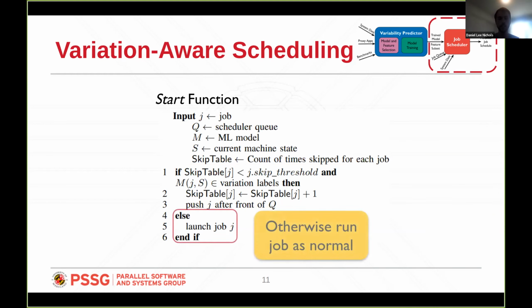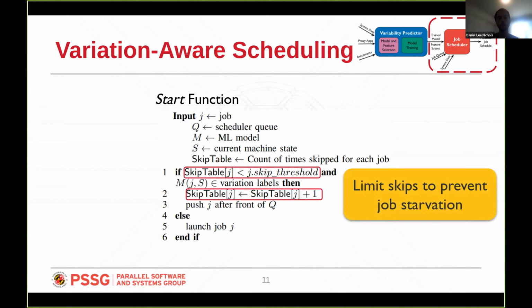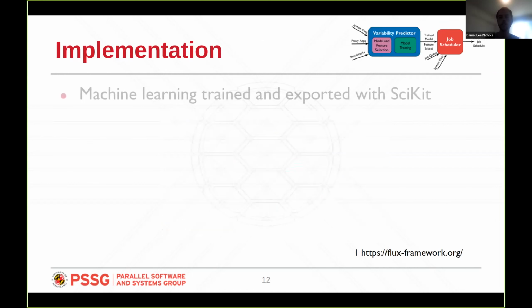And if it doesn't, then we just launch it as normal. And this is the core of what Rush adds to the scheduling algorithm using its machine learning model, with the small caveat that we add a hard threshold on the number of times a job can be skipped just to prevent job starvation. So this is the entirety of the Rush framework and how it works, from the machine learning module to the scheduler.